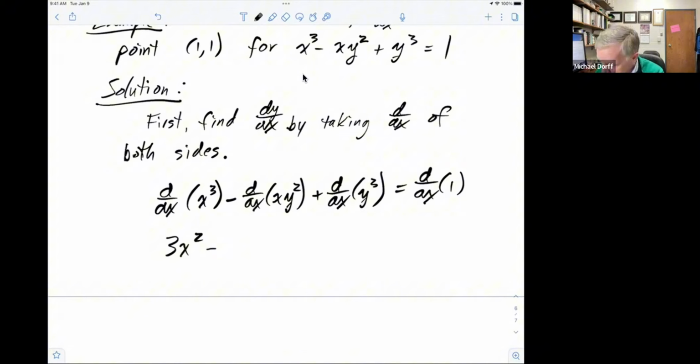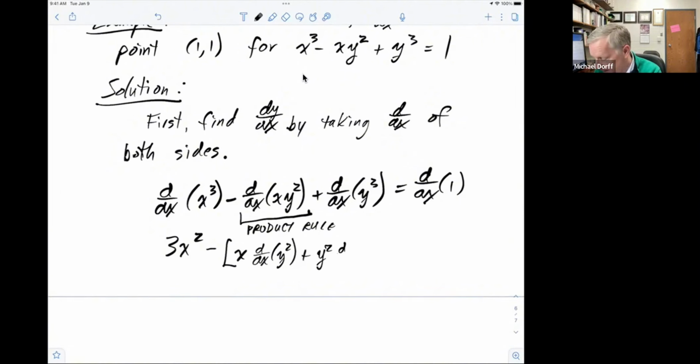Now I notice I'm going to have to do the product rule again. So when I do the product rule, this is going to be a big square bracket because I had that minus in there. It's very important to have the big square bracket there, so you keep that minus sign and distribute it to everything when you get done taking the product rule. So I'm going to have x times d dx of y squared plus y squared times d dx of x, right? It's the first times the derivative of the second plus the second times the derivative of the first.